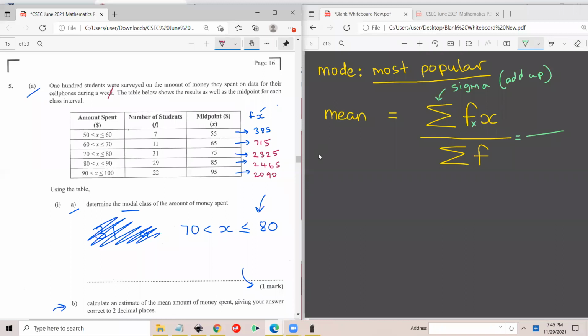So according to the formula now, what do they want us to do with the Fx values? They want us to sigma it. They want us to add up all the Fx values. So you see all these values you just worked hard to get, add them up and put the answer over here. Add up or sigma the Fx values.